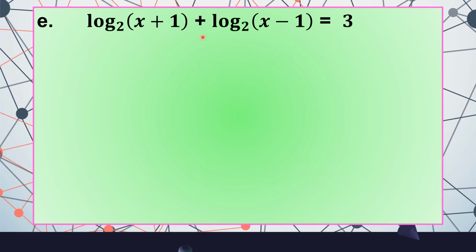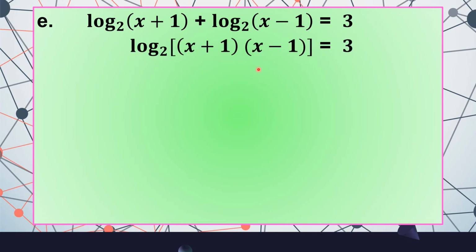So since it is addition, we use the product law. Multiply x plus 1 and x minus 1. And 1 log is used. So we have x plus 1 times x minus 1, and 1 log is used, equals 3. Since it is now single logarithm, we can rewrite now into exponential form.